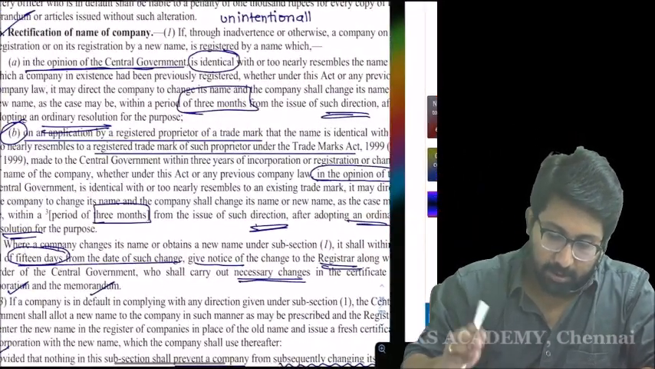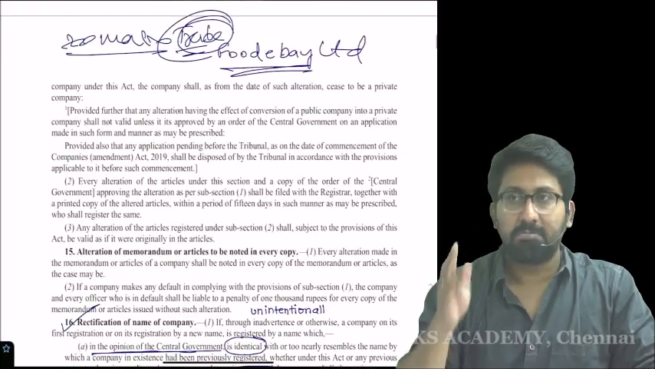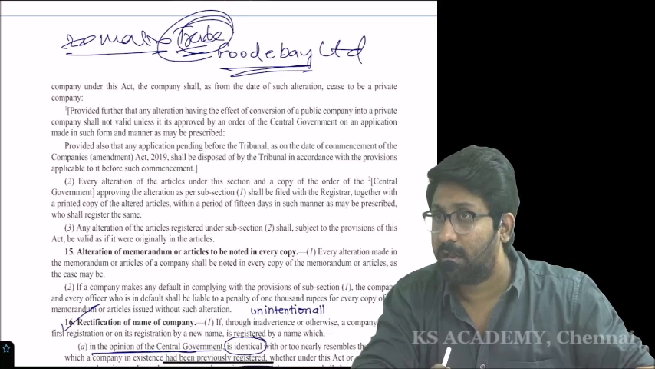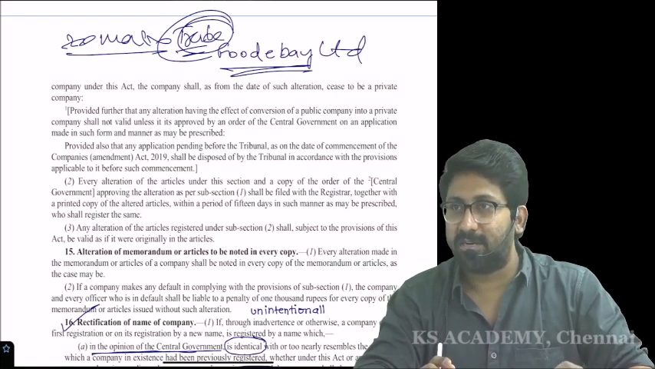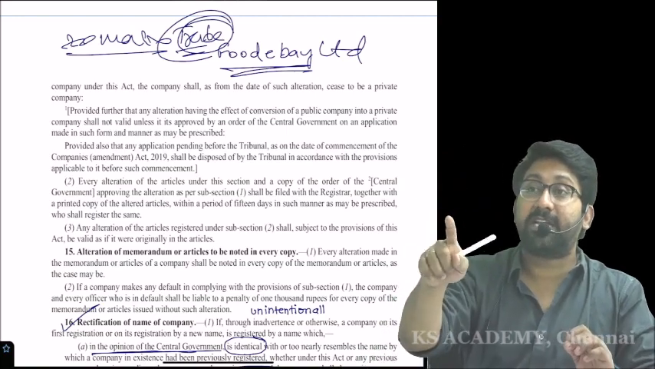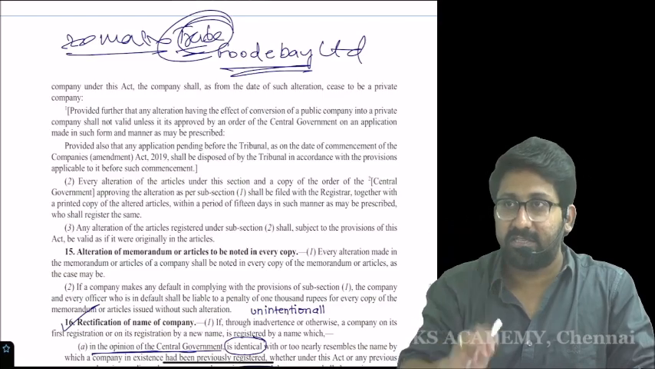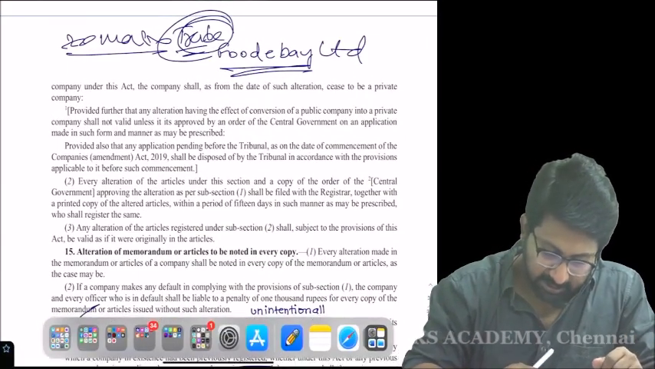Alteration of name. Yes. I couldn't hear. No. It will not be there. The trademark will not be there in Spice Plus. But on the MCA website, the trademark search is given. Sir, I will show. Anyway, one person asked the question. Let me answer that.